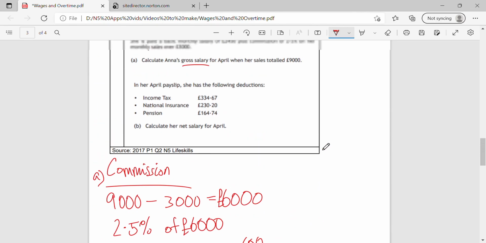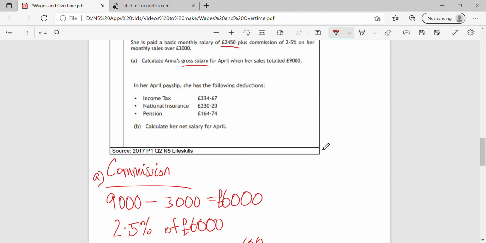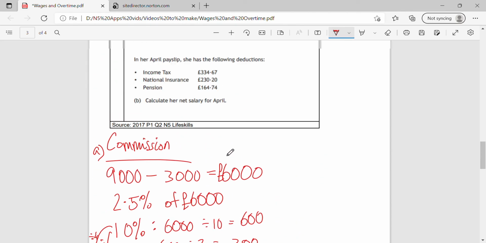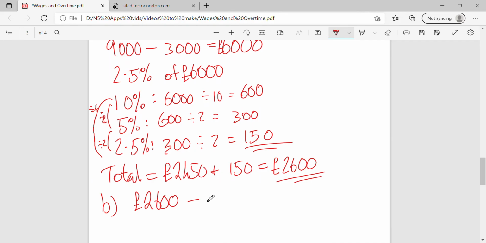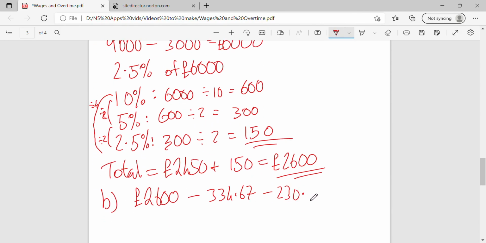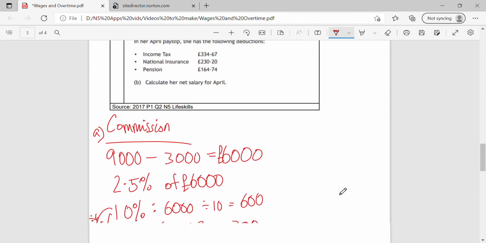Lastly, we've got part B, which says in her payslip she has the following deductions: income tax, national insurance and pension. Calculate her net salary. So the word net is basically what is left after any deductions have been taken off. So it's gross salary minus any deductions. So for part B, we're doing 2,600, and I'm subtracting off all of those deductions above. So income tax, 334.67, national insurance is 230.20, and I'm subtracting off pension as well.